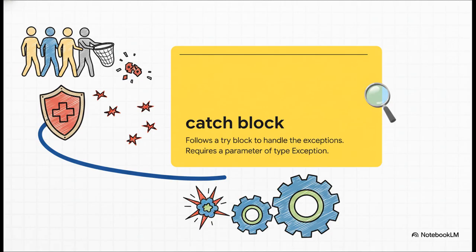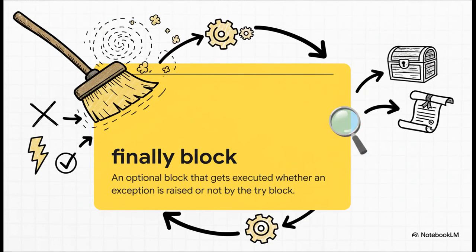So what happens if something does go wrong inside that monitored zone? Well, that's where the catch block comes in. It's your emergency response team. It jumps into action, catches that specific exception, and runs your backup plan, stopping the whole program from going down in flames.